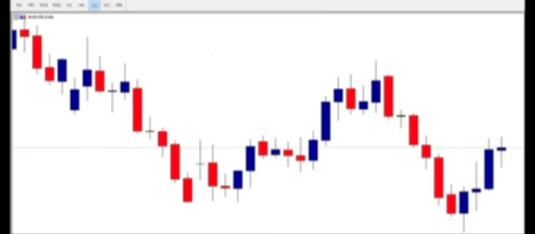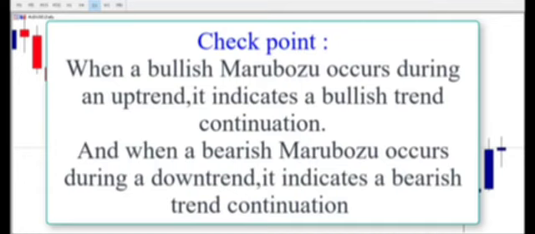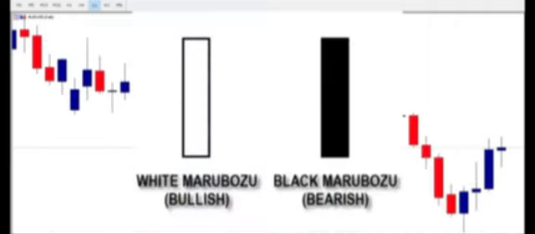When a bullish Mariposa occurs during an uptrend, it indicates a bullish trend continuation. And when a bearish Mariposa occurs during a downtrend, it indicates a bearish trend continuation. So that's all we can see about the Mariposa candlestick pattern. All the patterns that I mentioned in this video are important because we will use them either as basing candles to draw our supply and demand zone or as entry signals. But don't worry guys, because in the next lessons you will learn how to use them in combination with the supply and demand strategy.